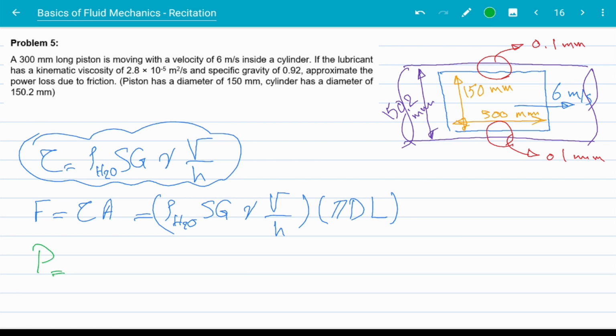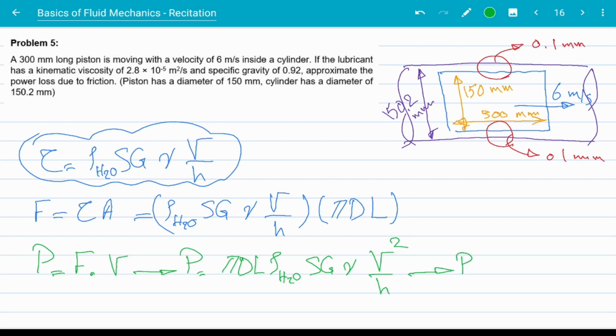The power loss due to this force of friction is F times the velocity of the piston. That means P is pi d L rho of H2O, specific gravity, kinematic viscosity, velocity squared over H. Plug in numbers, you get that the power loss is 1,311 watts.